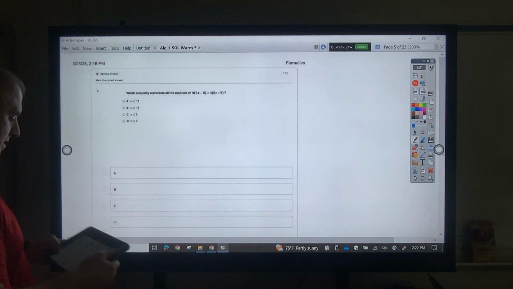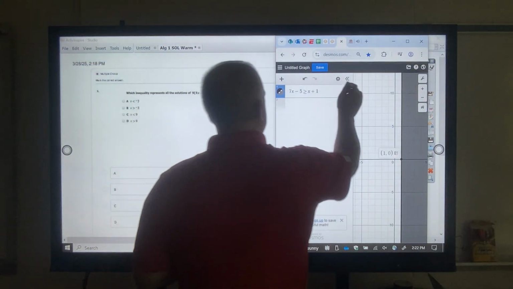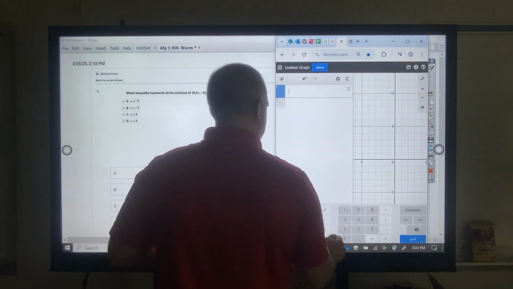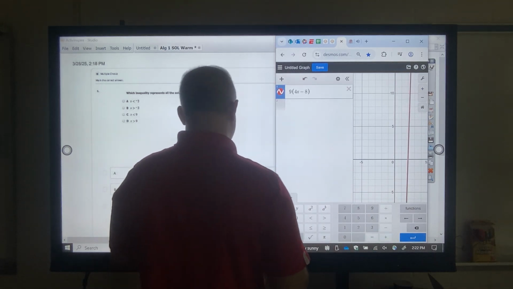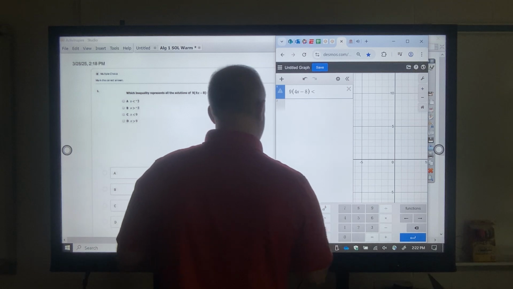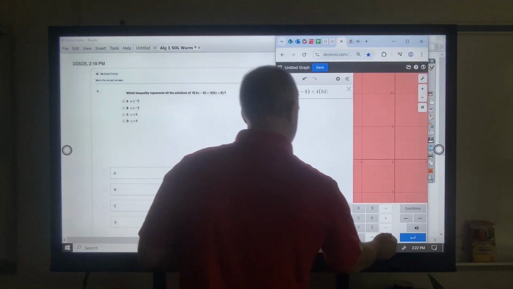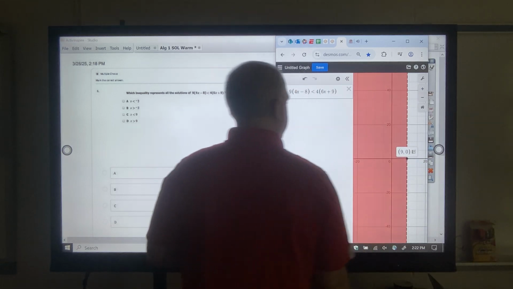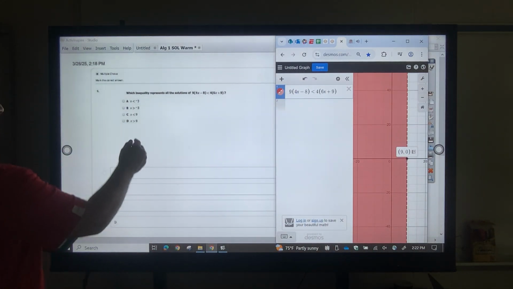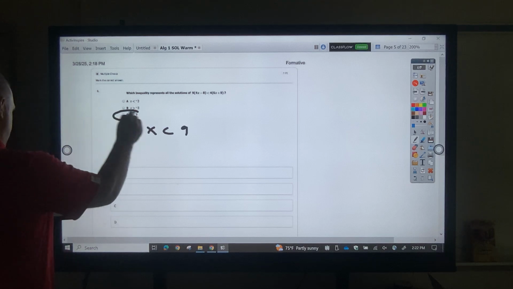All right, same thing for this. Just type it in. A lot of this is just practice typing stuff. Okay, and zoom out so you see where, all right, it's going to be 9 and it's less than 9, so that's going to be C.